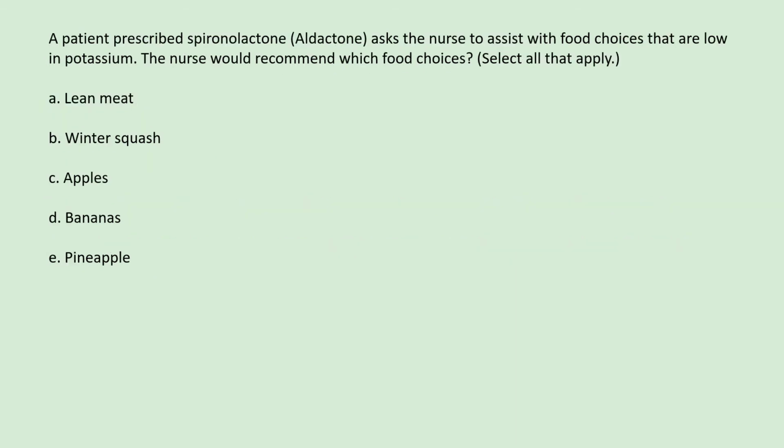A patient prescribed spironolactone, Aldactone, asks the nurse to assist with food choices that are low in potassium. The nurse would recommend which food choices? Select all that apply. A. Lean meat. B. Winter squash. C. Apples. D. Bananas. E. Pineapple.